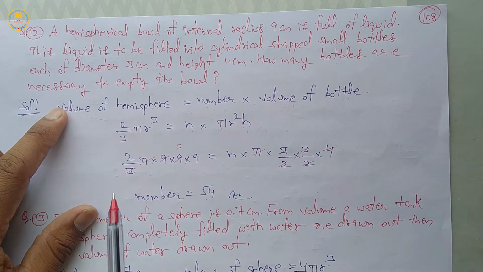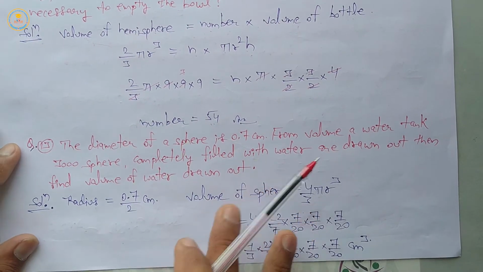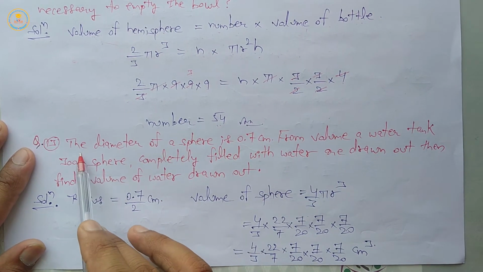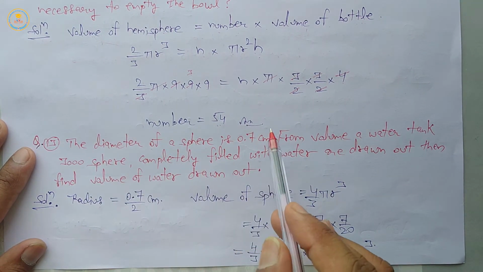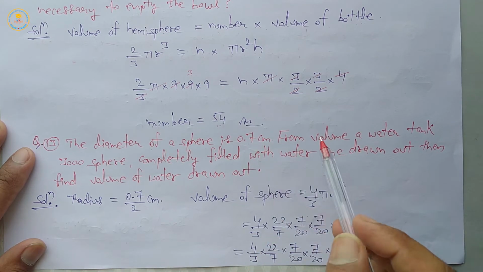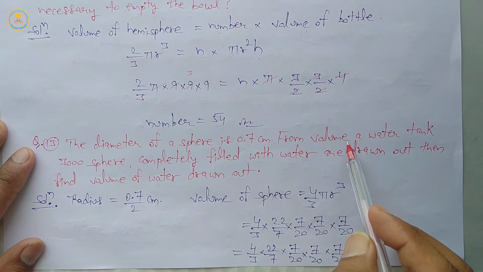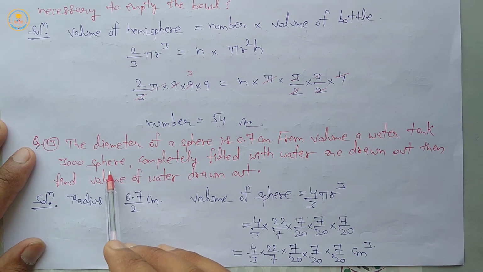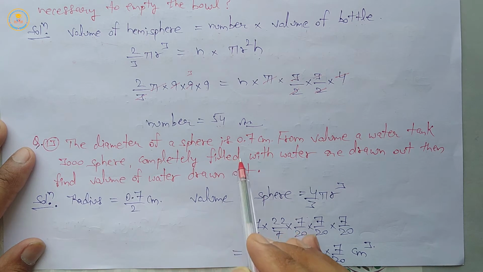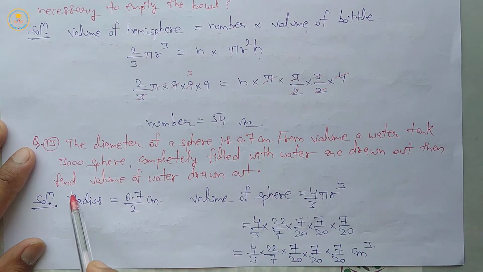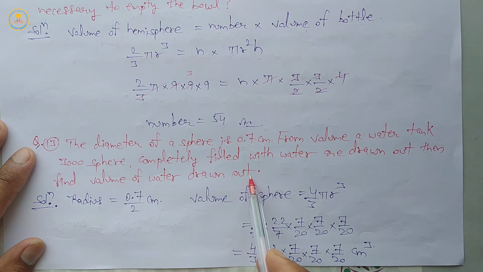Okay, next question. Question number 13. The diameter of a sphere is given as 0.7 centimeter. From the volume of a water tank, 3000 spheres completely filled with water are drawn out. Then find the volume of water drawn out.